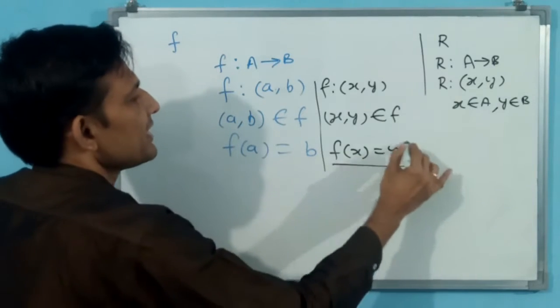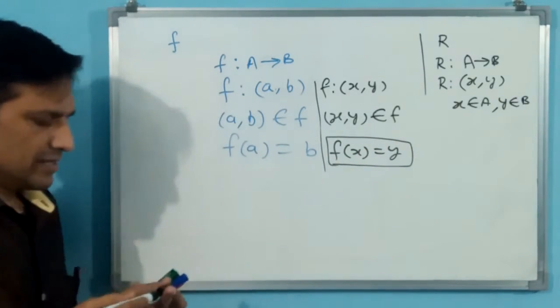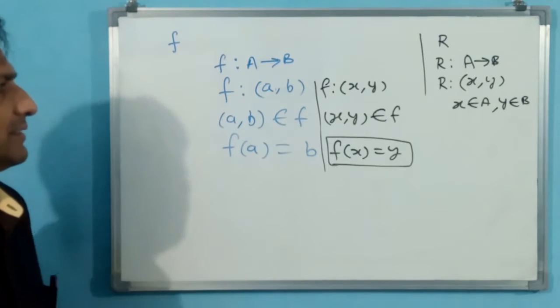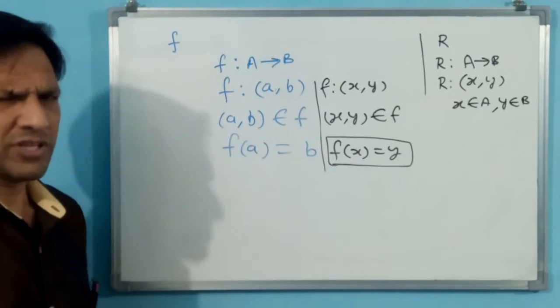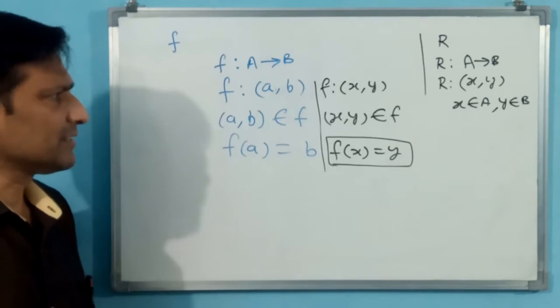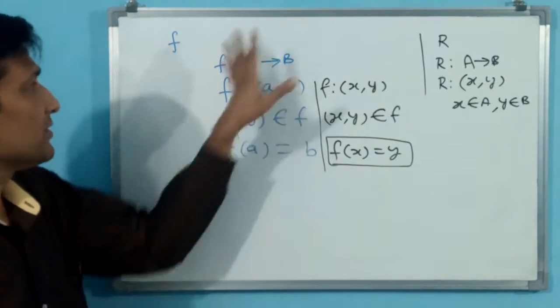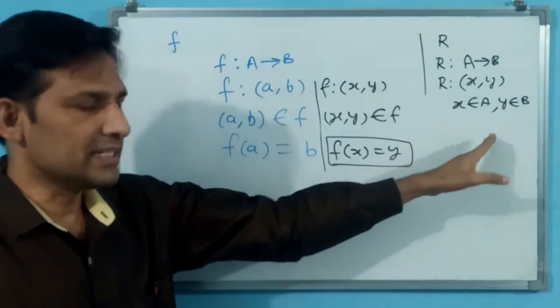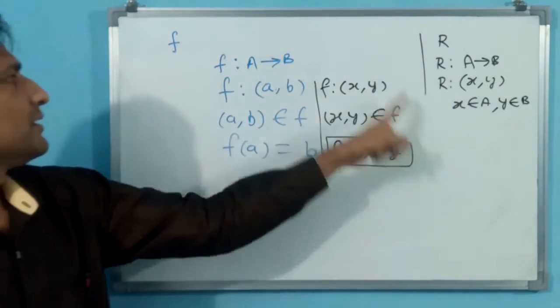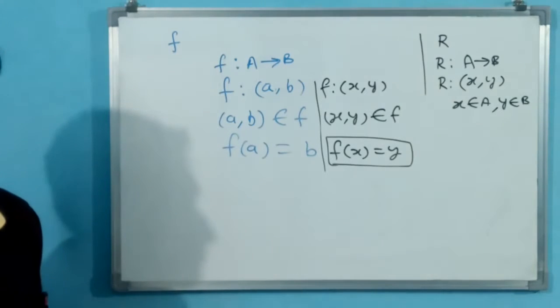This is very important: f of x is equal to y. This is the notation, we can say representation, not representation, notation. This you have to understand for functions. This was already understood in relation. This is for function.